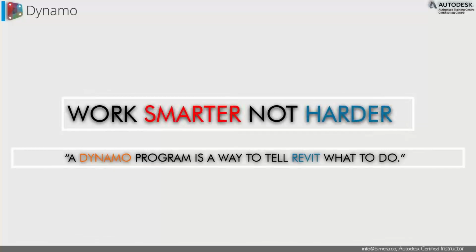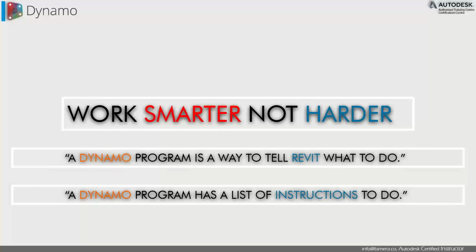A Dynamo program is a way to tell Revit what to do. Let's see the third statement: the Dynamo program has a list of instructions. So you have to create instructions for Revit with the help of Dynamo to make your work simpler. You're creating a virtual assistant: you just have to do this, then this, then this. You're writing instructions to a person, and the person here is Dynamo.